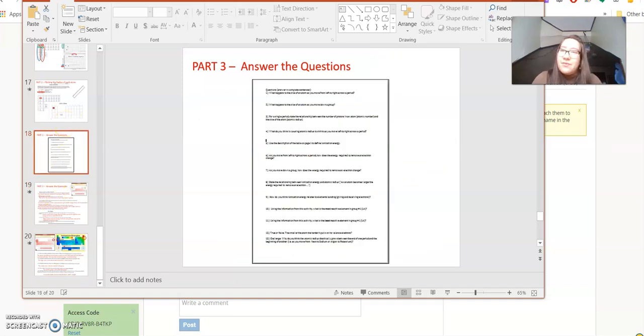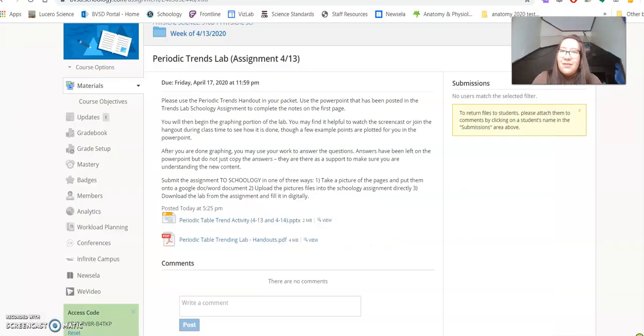All right, once you are done with that activity, you are going to do what we have done previously, and in the assignment, you'll be able to submit. You have the 3 options as usual. You can take pictures of the pages and put them onto a document and upload that document to Schoology. You may also upload the picture files onto the Schoology assignment directly, or you can download the assignment and fill it in digitally.